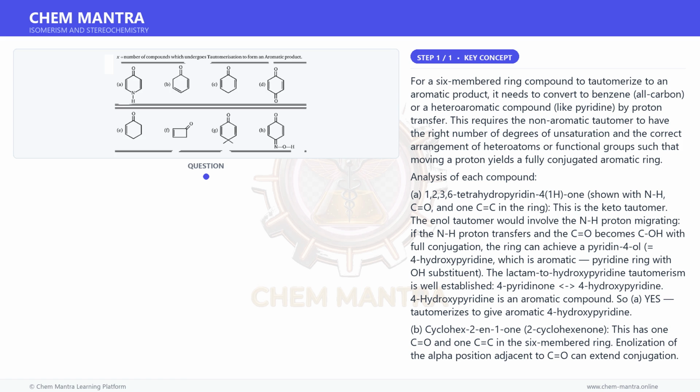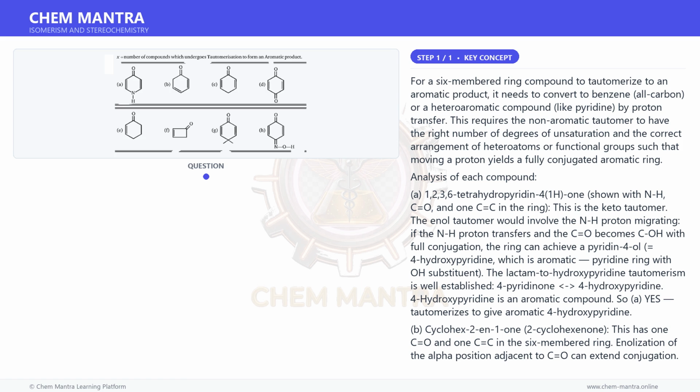C. Cyclohexa-2,4-dien-1-one. This compound is already one proton transfer away from phenol. Moving the proton to the C1 carbonyl O, i.e., enolization at C1, directly gives phenol. This is the classic phenol-cyclohexadienone tautomerism. Phenol is aromatic. So, C. Yes, it directly tautomerizes to phenol.